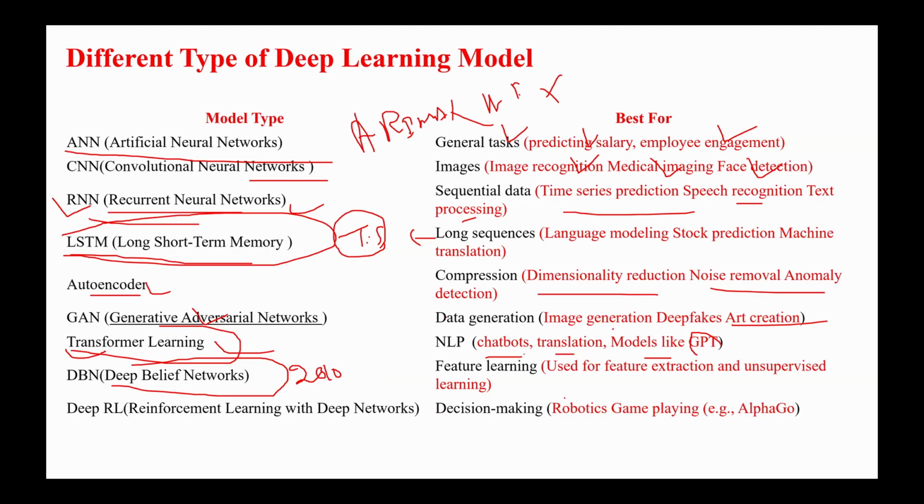Deep belief neural network basically uses feature learning. That means automatic feature learning, using feature extraction in a supervised learning model. Then finally, the last one, you can use deep reinforcement learning with a deep neural network. This is a combination, called a hybrid. This is called the ensemble technique, the hybrid technique.